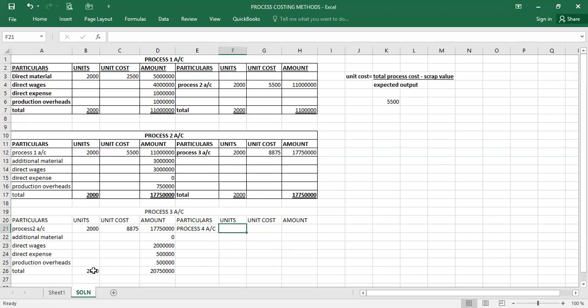And what are we taking? We are still taking the 2,000 units because that's what we are told. And to get our unit cost, we divide this one by the 2,000, which will be 10,375. When you multiply, you will still get the same answers as that one. What you have to make sure is that these figures are supposed to balance.